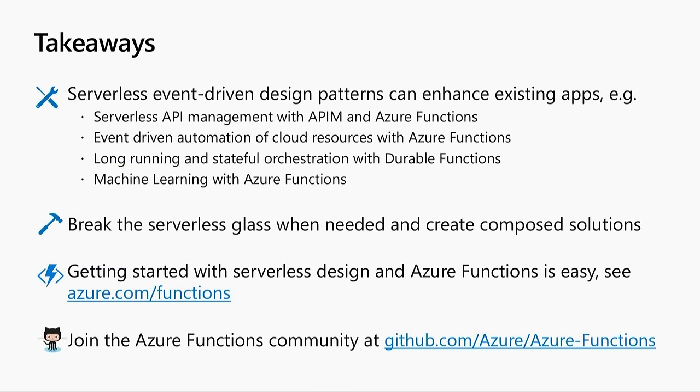Just to recap what we learned today, we have a few design patterns that we covered. Those cover creating unified API surfaces, event-driven automation, long-running orchestration, and machine learning with Azure Functions. But these are just examples. We know that you have business logic that's already in production, and you don't need to rewrite it. You can always extend it and leverage existing assets and really enhance their value with serverless technologies.